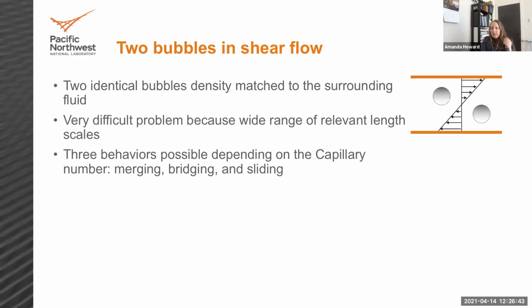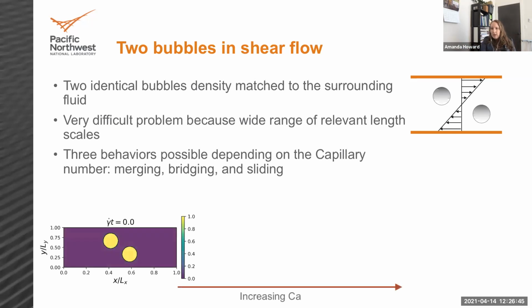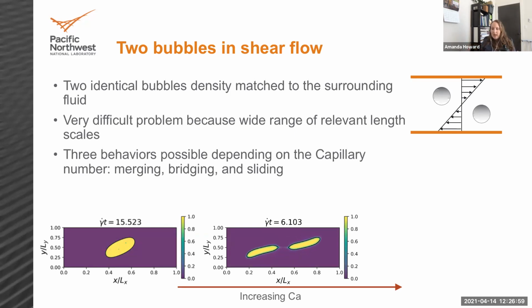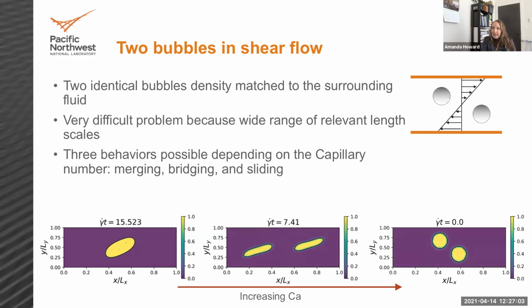So for 2 bubbles in shear flow, there's 3 behaviors possible. One is called merging. The 2 bubbles slide past each other and they merge, and so we end up with one large bubble. The next is called bridging. The bubbles slide past each other and they merge and then they separate again. So they form a bridge and then they separate. And then the last case is called sliding. The bubbles slide past each other, but they never merge at all. So we want to be able to see all 3 of these behaviors in our code, and we can.